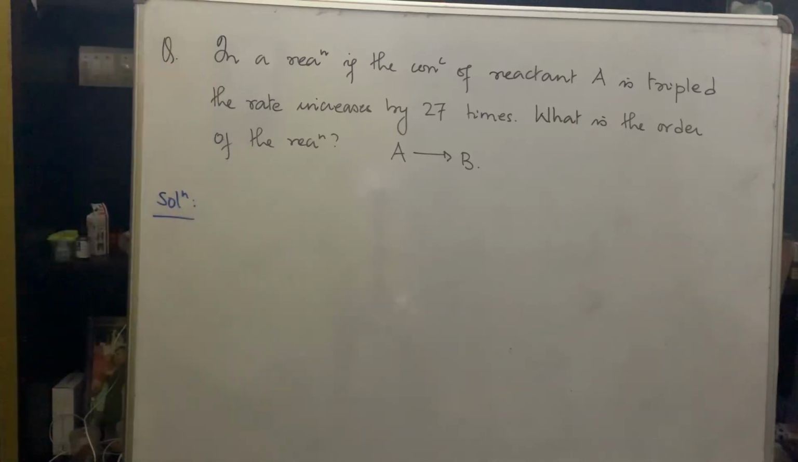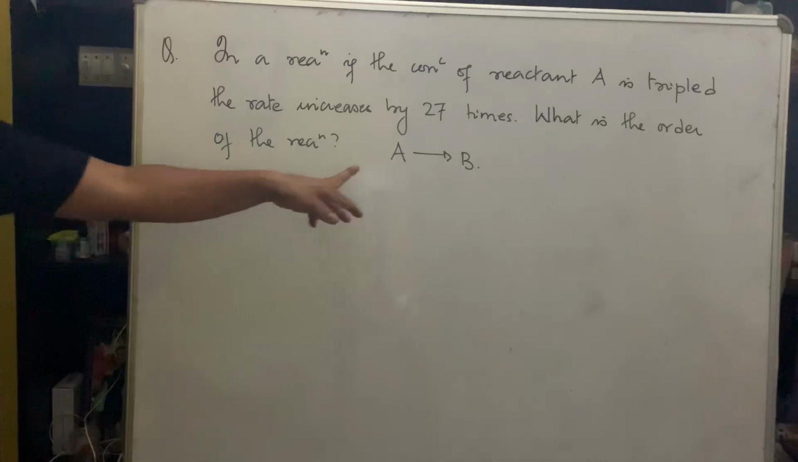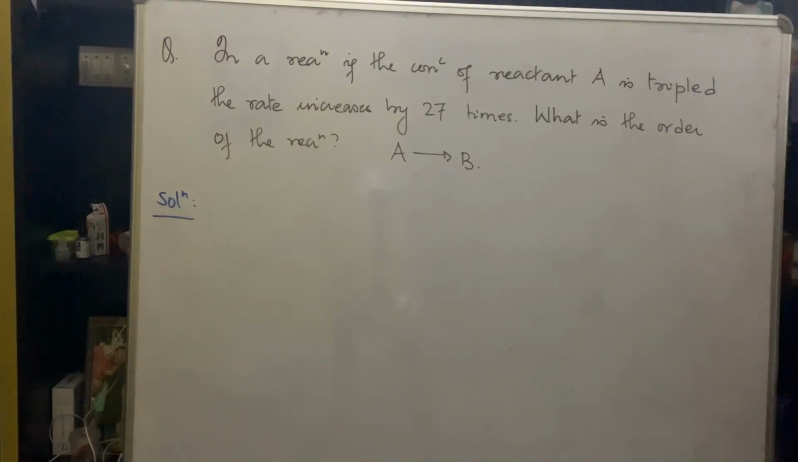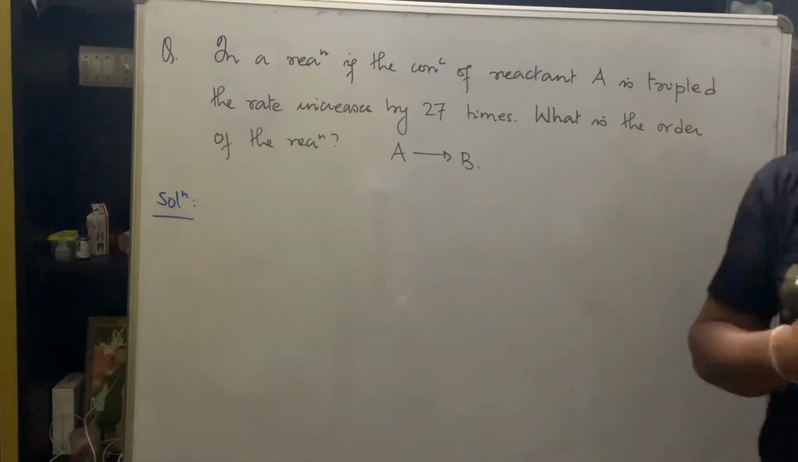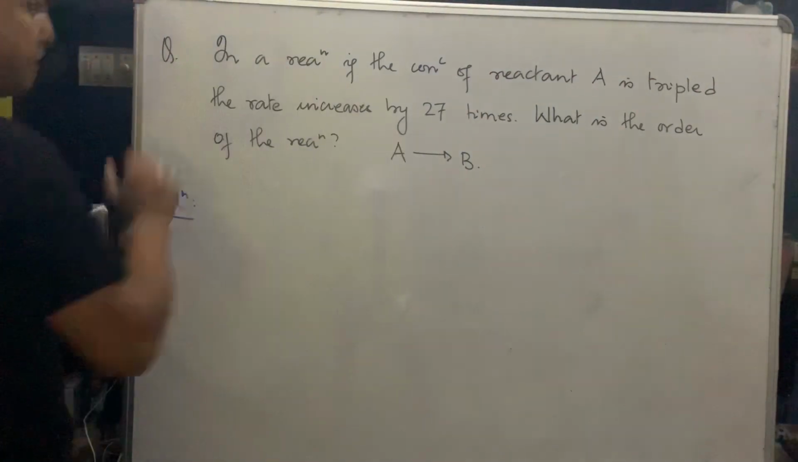Again, very famous in your board level. A hypothetical reaction is given, A to B. It says that if you triple the concentration of reactant, then the rate increases by 27 times. Using this information, we are supposed to calculate the order of the reaction. We don't know the order, but we know the reaction.